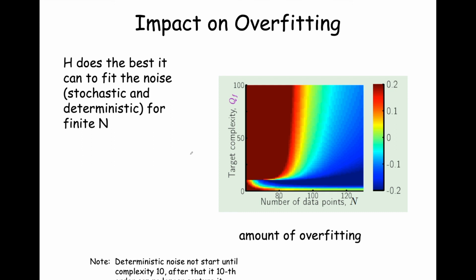We notice that deterministic noise did not start until complexity 10. Why? Because H10, which resulted in G10, our final best hypothesis drawn from the hypothesis set of degree 10 polynomials, has the degrees of freedom to keep up with a degree 10 target function. But after that, it could no longer keep up, and it got worse and worse as the target complexity got bigger and bigger. So the amount of overfitting increased.